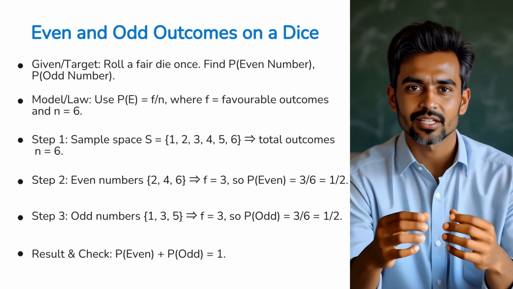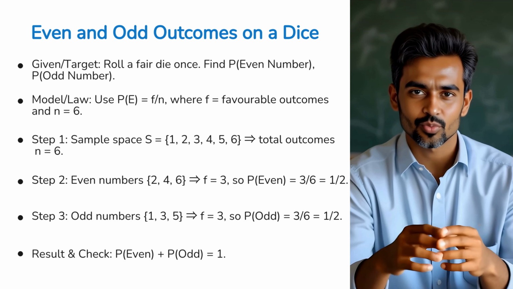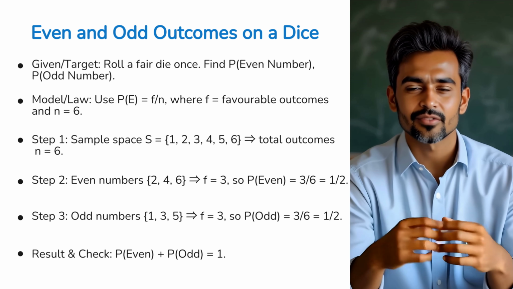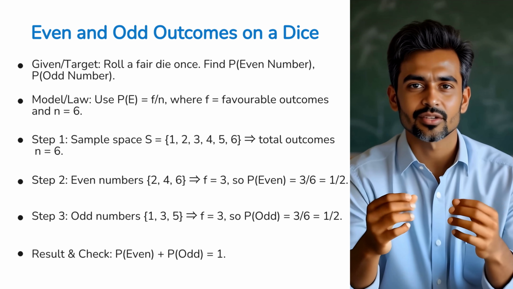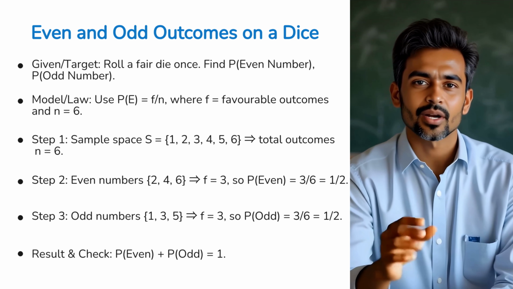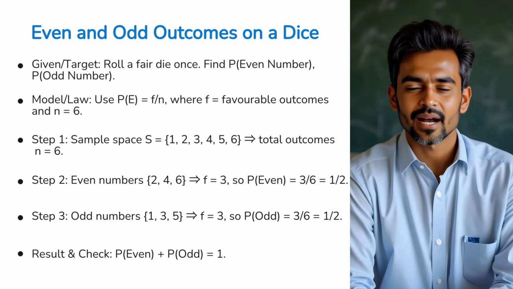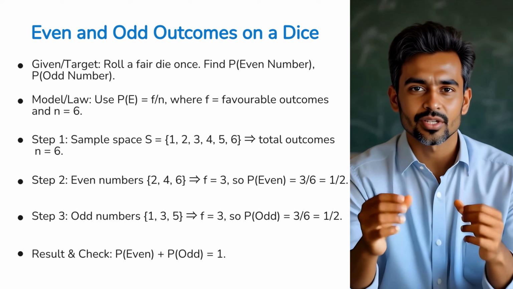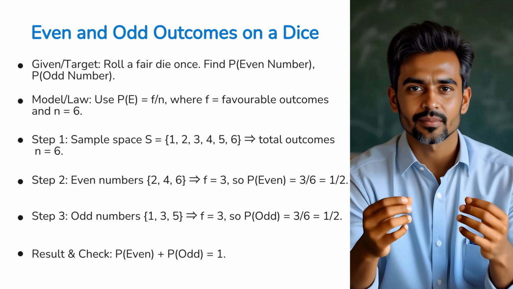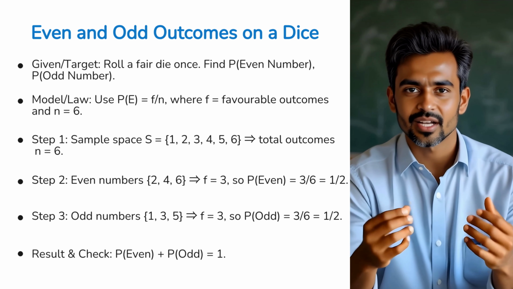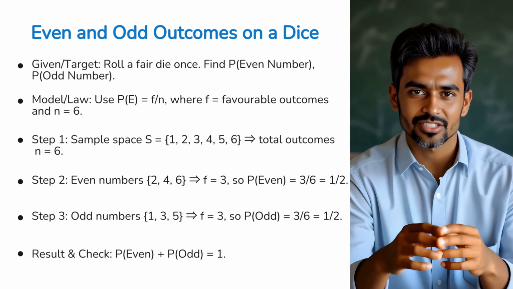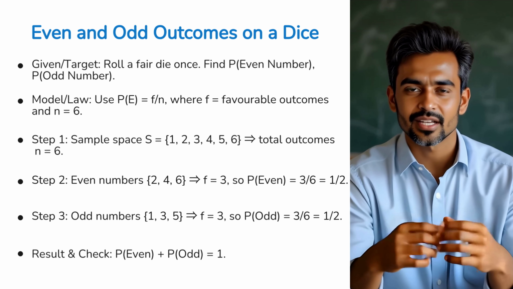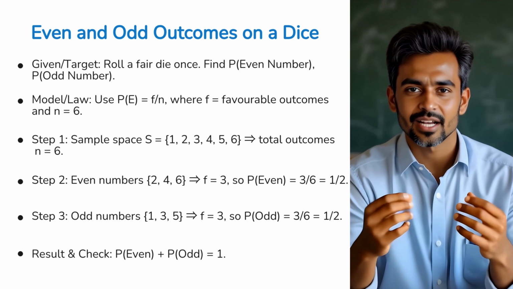Similarly, the event odd number includes 1, 3, and 5. Also 3 favorable outcomes. P of odd equals 3 divided by 6, again 1/2. Check again. Adding P of even and P of odd gives 1. Perfect. Imagine a number line showing dice faces grouped as even and odd. This grouping helps quickly spot probabilities. Excellent beta. You're getting the hang of it.